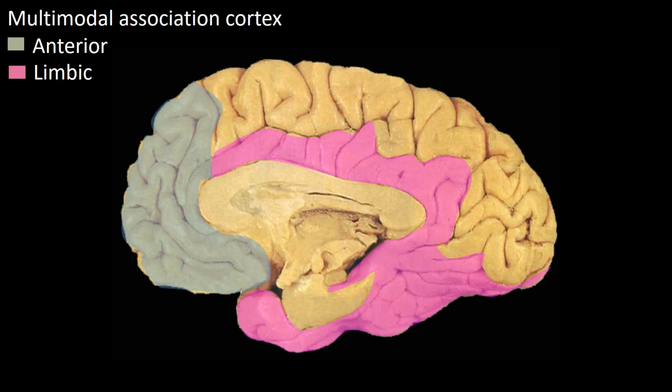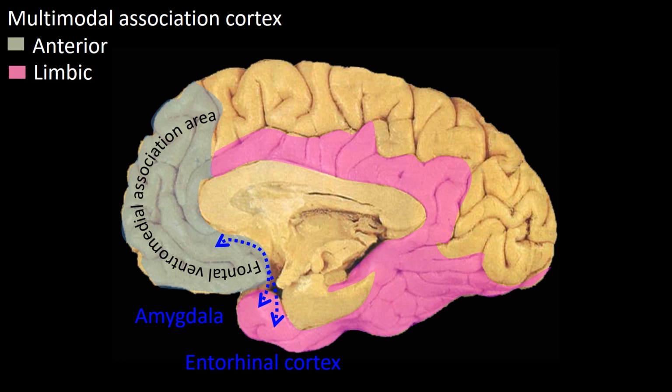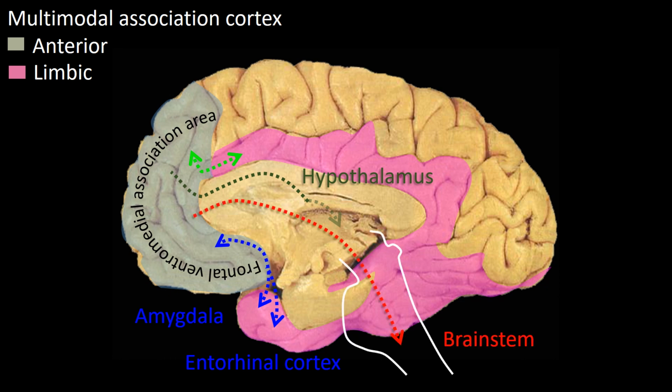The second cortical area where damage can lead to the findings previously described is also in the anterior multimodal association cortex, but in the mesial surface of the brain, in an area called the ventromedial association area. This area has very strong connections with the amygdala and the entorhinal cortex. The ventromedial association area also connects with the mesial limbic cortex, hypothalamus, and with the brainstem.